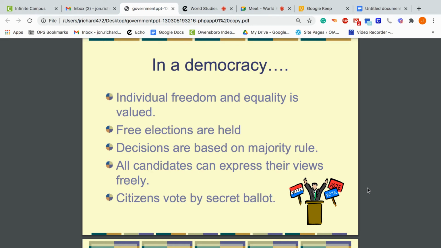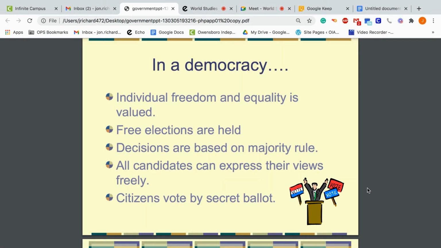Decisions are based on majority rule, meaning that whoever gets the majority wins. And all candidates can express their views freely. So candidates are allowed to go out and say how they feel, what they believe. They have that freedom of speech.